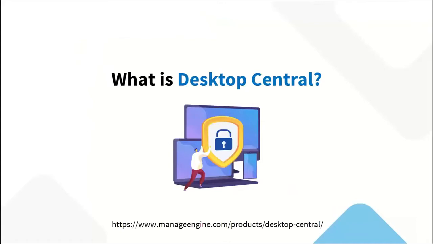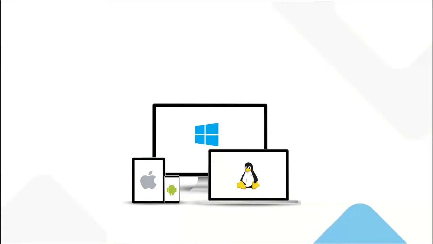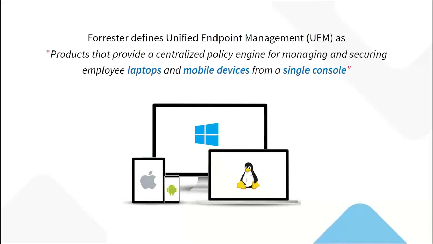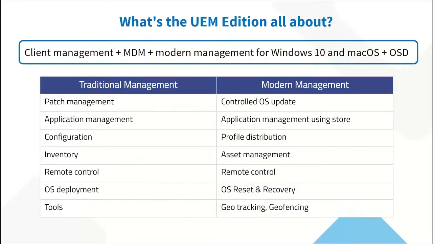All right. So first, what is Desktop Central? Desktop Central is a unified endpoint management solution that ensures all your endpoints are secure and enables the user to use them effectively for business. A popular research analyst called Forrester defines UEM as follows. UEM is a product that provides a centralized policy engine for managing and securing employees' laptops and mobile devices from a single console.